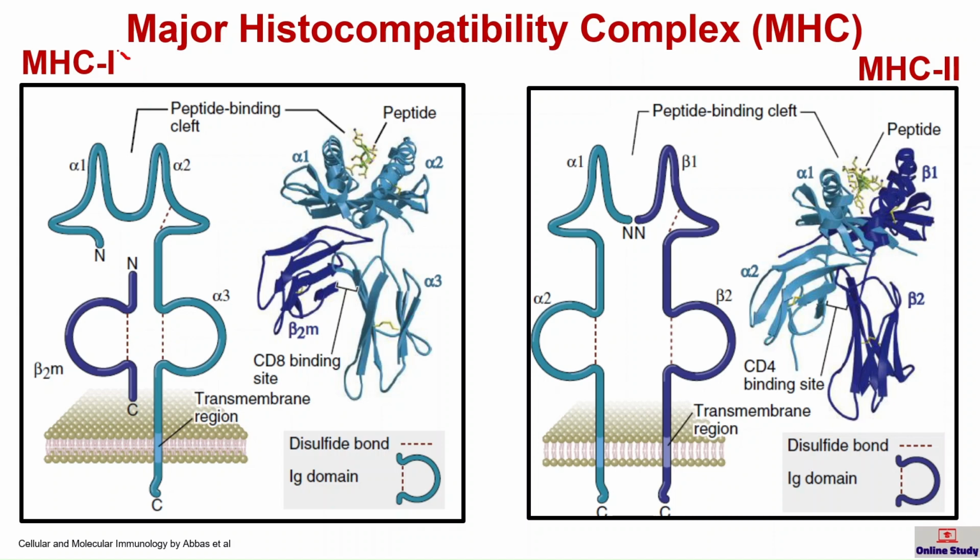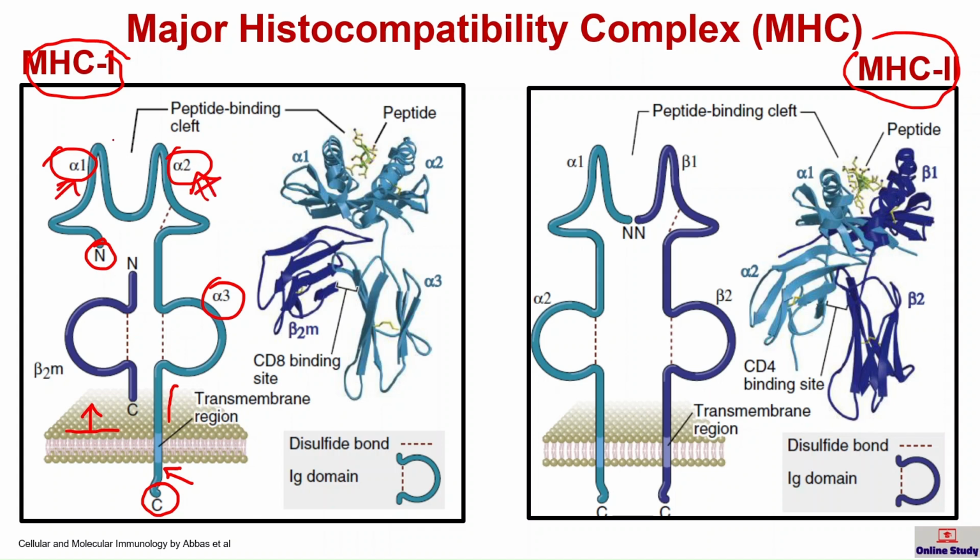On the left side is the MHC1, on the right side is the MHC2. For the MHC1, this is the cell surface, and MHC1 has one big chain. This is the C terminal of the chain and this is the N terminal of the chain. In this chain, there are three domains: alpha 1, alpha 2, and alpha 3. Alpha 1 and alpha 2 make the cleft where the peptide is bound to present to the T cell.